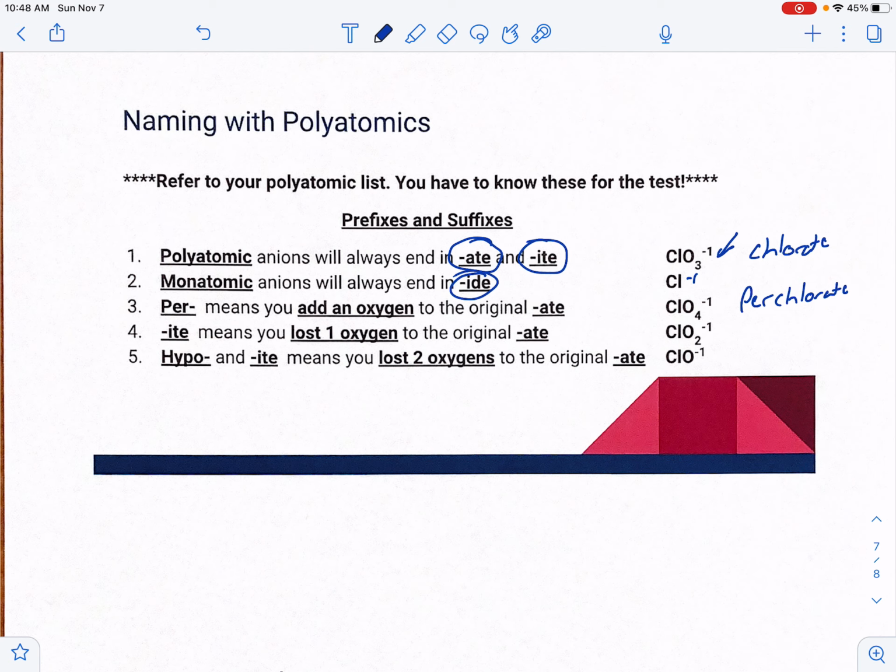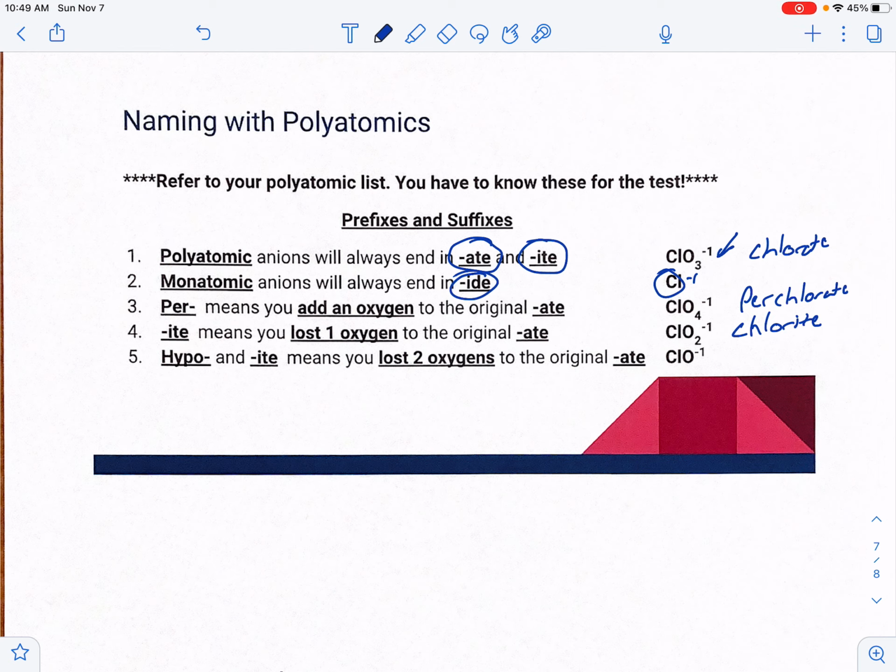That's why it's perchlorate. Now, as soon as you go to ite, this is probably the number one mistake: I have students who want to put ide for ite. Again, I cannot stress this enough: ide means that there is only chlorine, no oxygens, nothing else attached to it. If you put ite, that means you are still dealing with a polyatomic. So this would be chlorite.